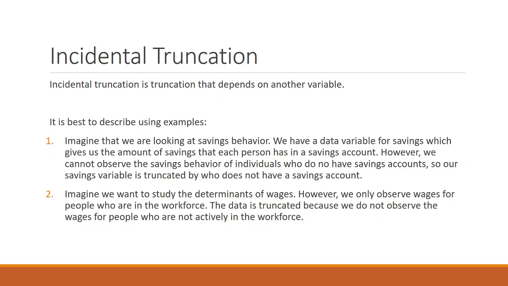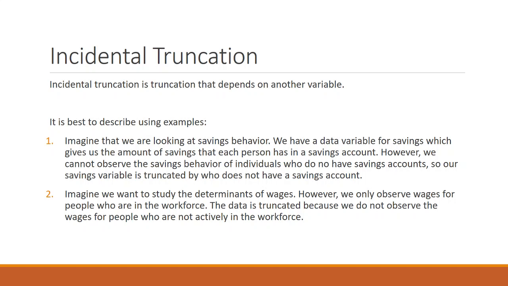It's truncated by those who do not have a savings account. We do not observe the amount of money that people have saved if they do not have a savings account. All right, so the truncation is dependent upon some other variable, and this other variable is whether or not the person has a savings account.